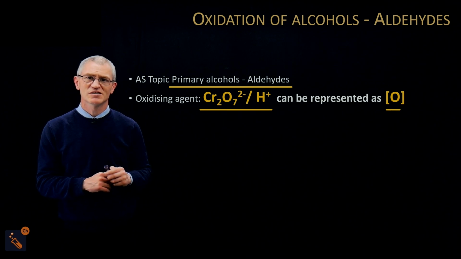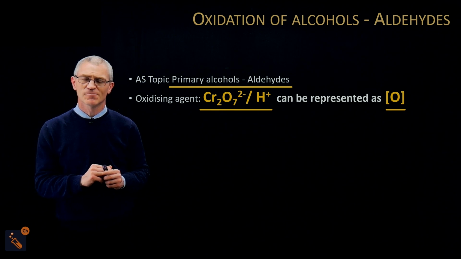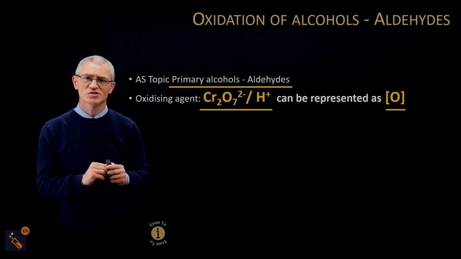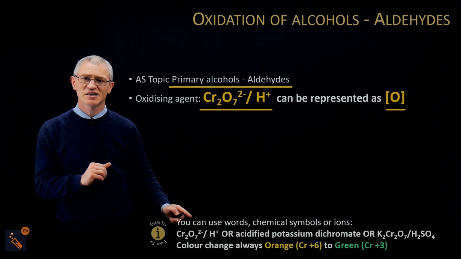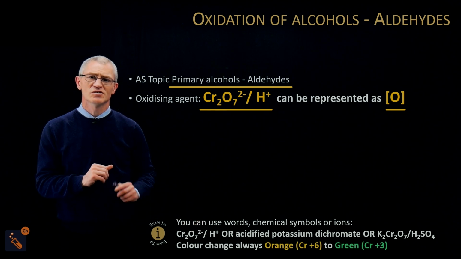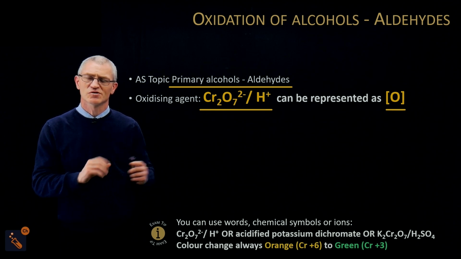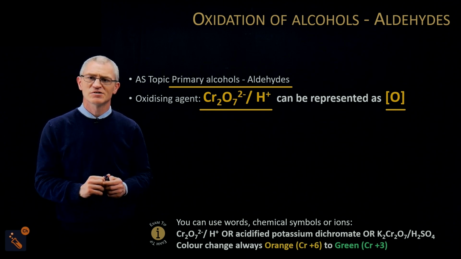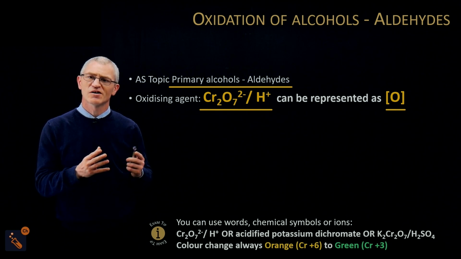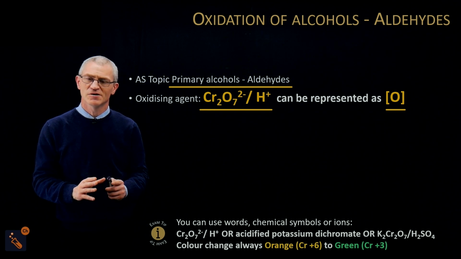But it can be represented as O to do balanced symbol equations, which we're going to show you now. But remember, when you're doing the reactants, the exam tip is you can use any of those words. You can do Cr2O72-/H+, or you can do acidified potassium dichromate, or you can do K2Cr2O7/H2SO4. But before I go through the balanced symbol equation and how to do it, I'm going to take you into a lab and use a different example of how I can make an aldehyde from a primary alcohol.